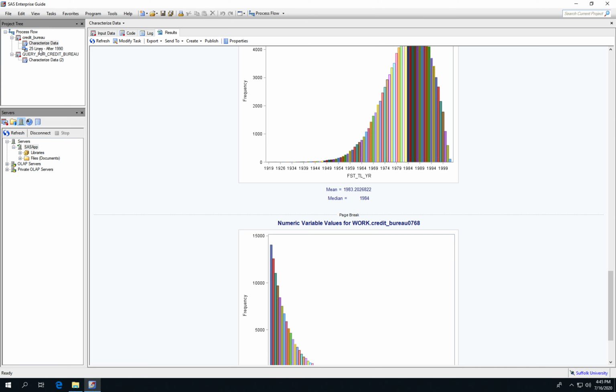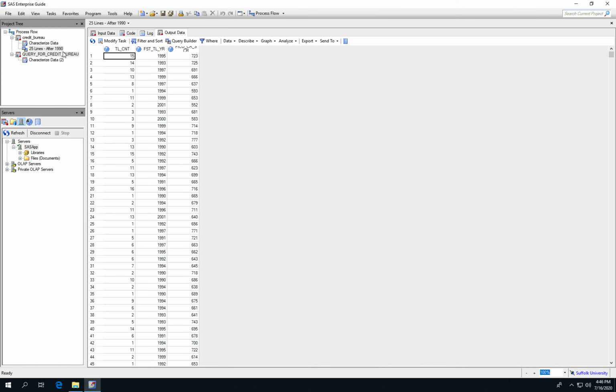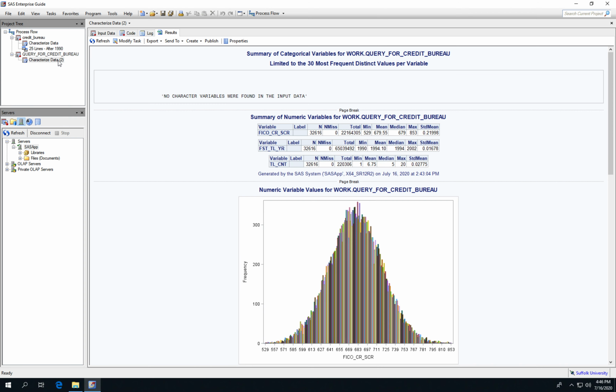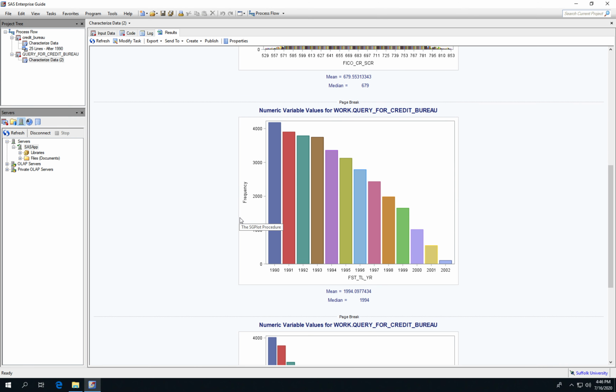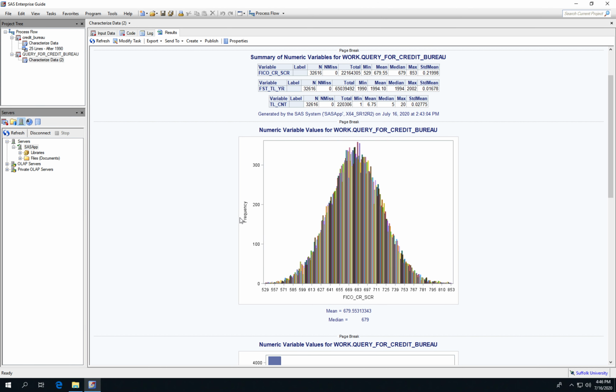So what I decided to do was open up a query where I filtered data out and only looked at trade lines of 20 or less, and only people that had opened them from 1990 or after. That gave me this new shorter data set that I could work with. In characterizing that data set, I was able to see that the data made a little bit more sense. So I assumed that if I connected these two, I could get a better understanding of what was going on behind the scenes.